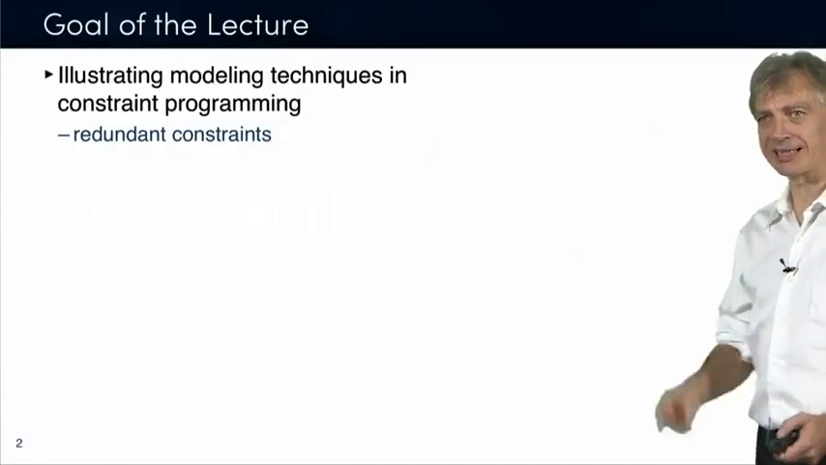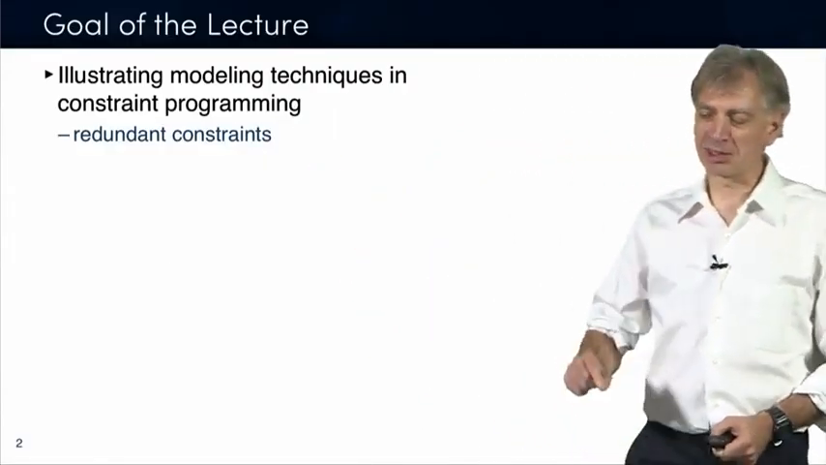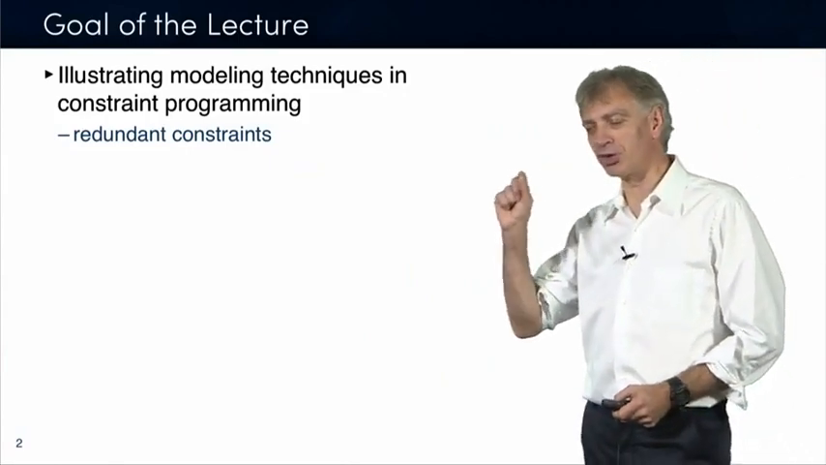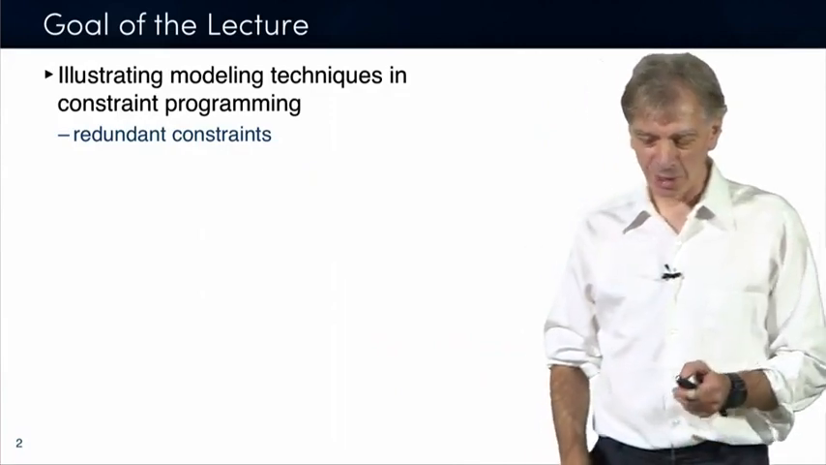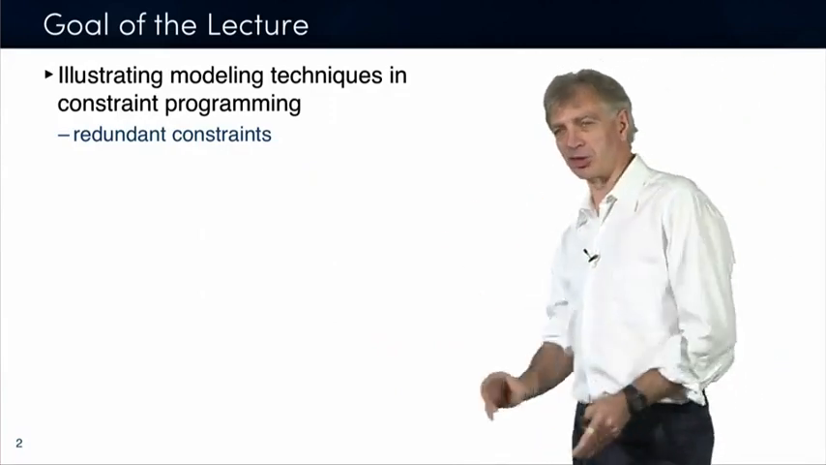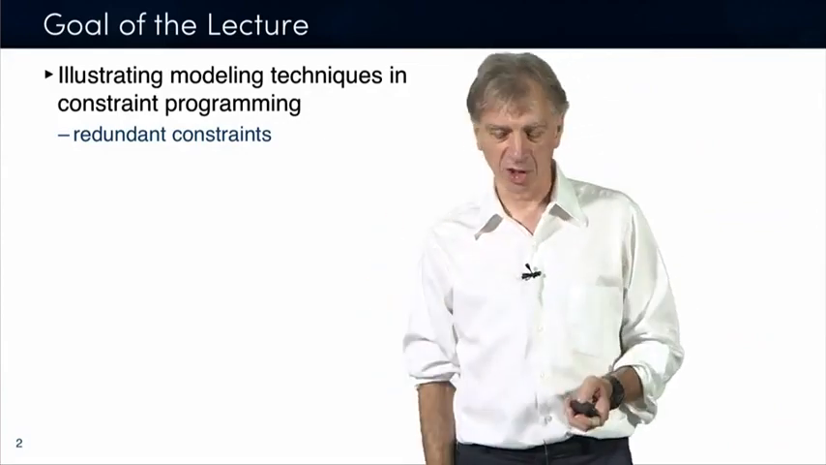Okay. So I'm very excited about this lecture because it's still about redundant constraints, but it's going to be about one of the first beautiful models that I wrote with Helmut Simonis, and I will tell you the story later on. But we are still in redundant constraints and expressing how you can actually put these new constraints that will prune the search space much more.